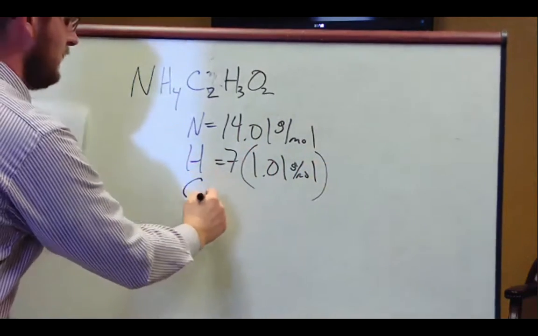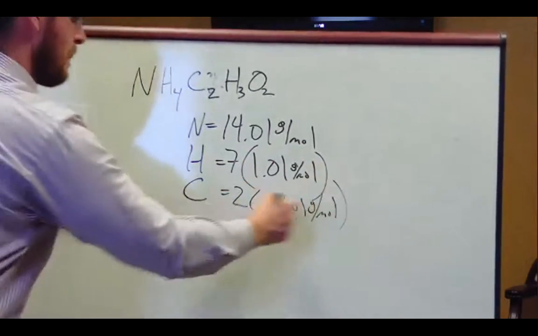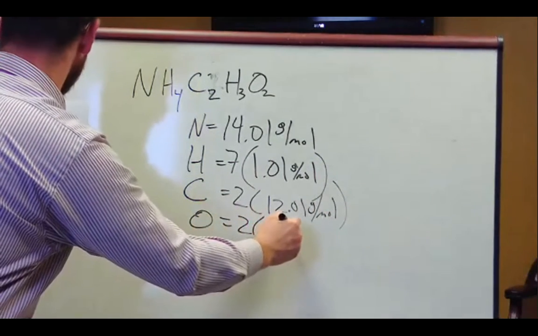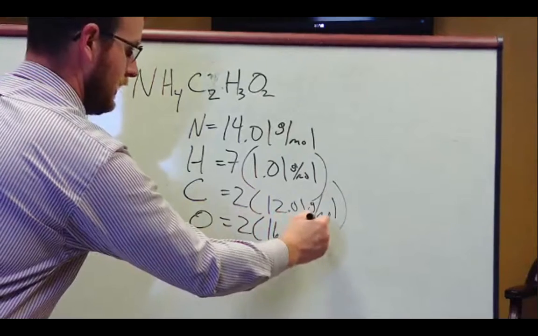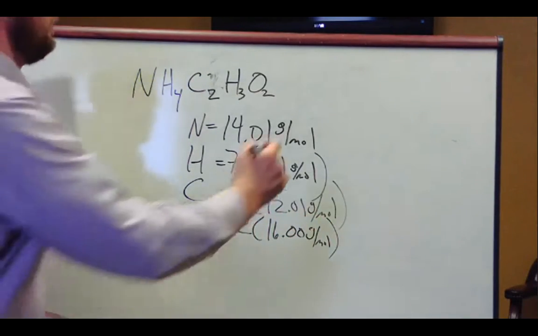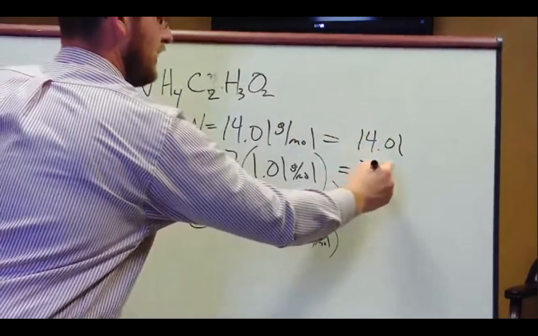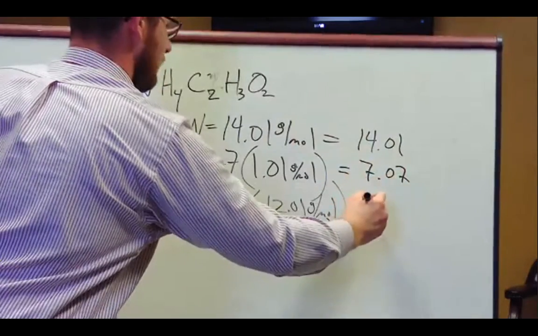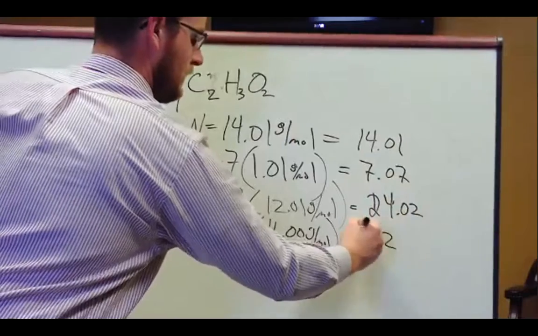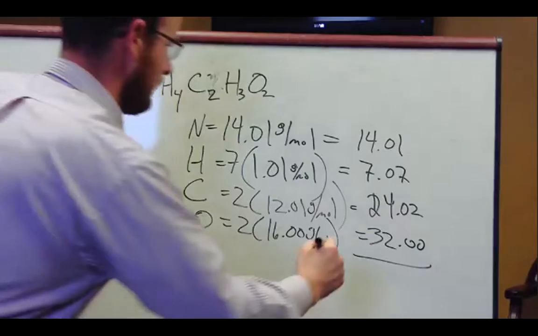And then we get carbon. There's 2 of them. That's 12.01 grams per mole. And then we have oxygen. There's 2 of those. That's 16.00 grams per mole. Okay? And so then for nitrogen, it's 14.01. For hydrogen, 7.07. For carbon, 24.02. And for oxygen, it's going to be 32. And so all we do is then we just add all those together.